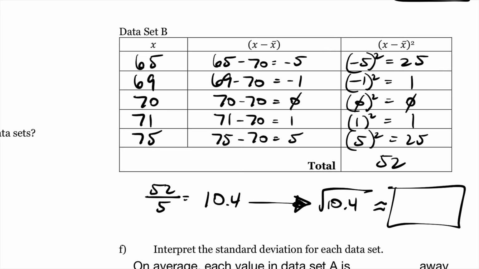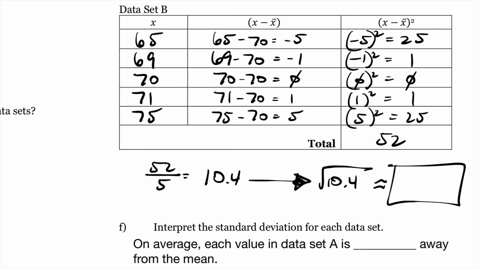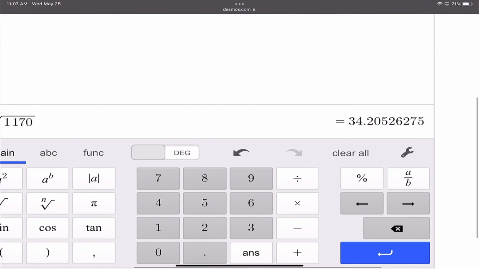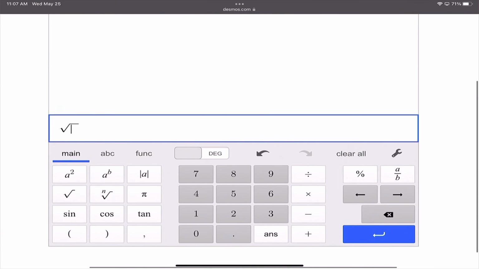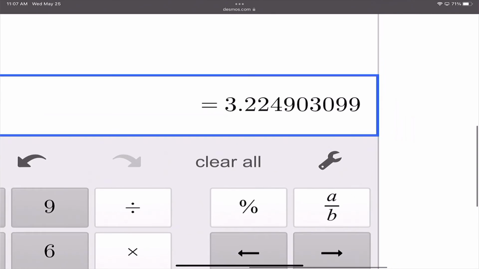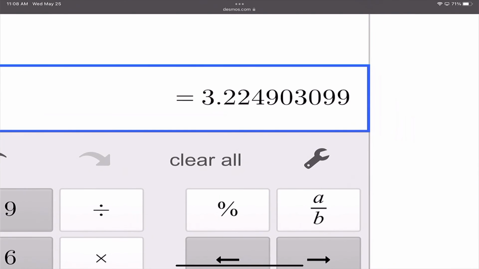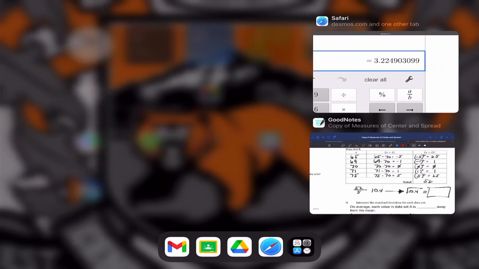Okay, so the standard deviation for B, I think it's 3 point something. Yeah, it's 3 point, let's see. Square root of 10.4, yeah, 3.22, yeah, we're going to round up 5. So 3.225.